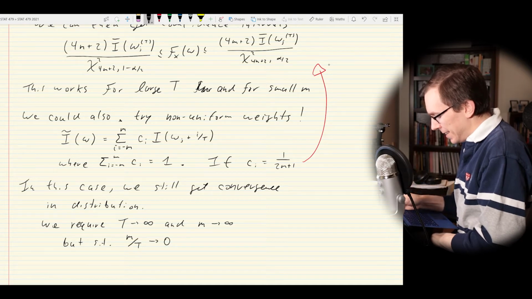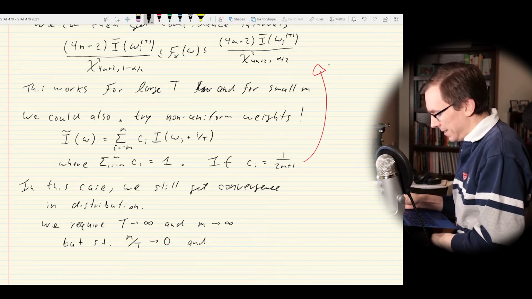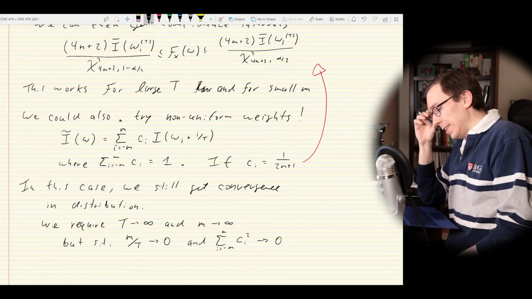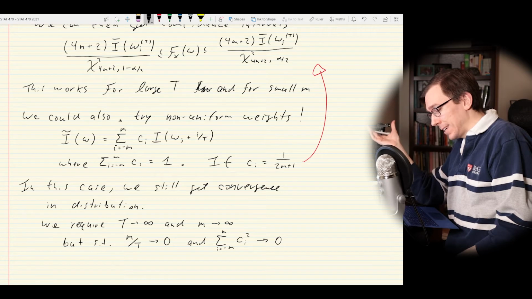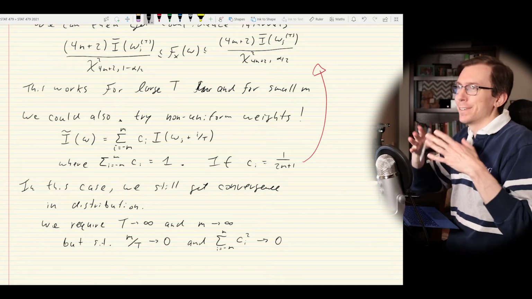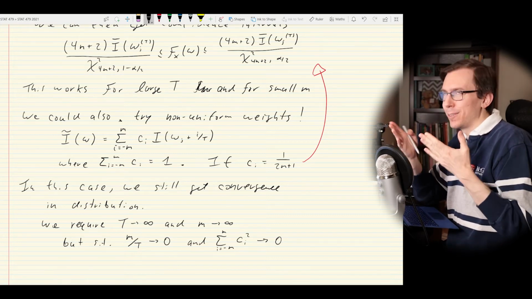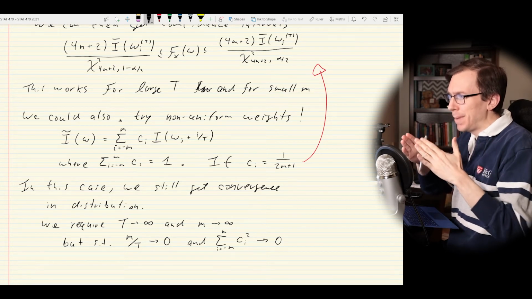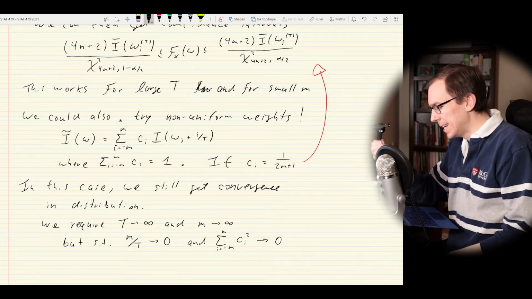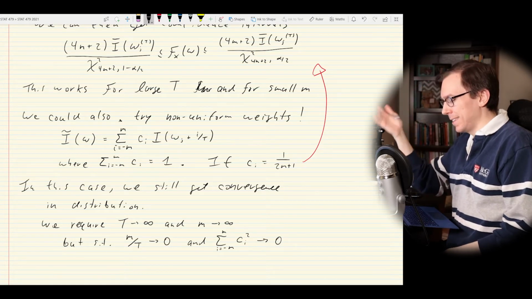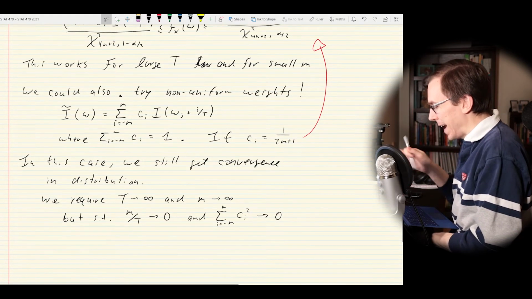Anyway, we need this, and we need another condition, which is that the sum from minus m to m of the ci squared, these coefficients, needs to go to 0. This can work basically as long as the coefficients don't peak at some value. If the main coefficient doesn't tend towards 1 or anything, then as long as we have them squared, they should sort of vanish in some sense.